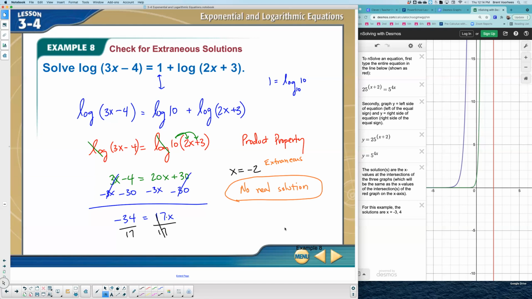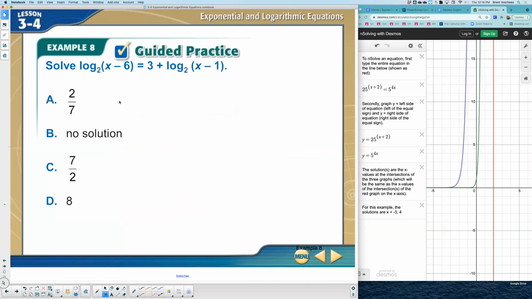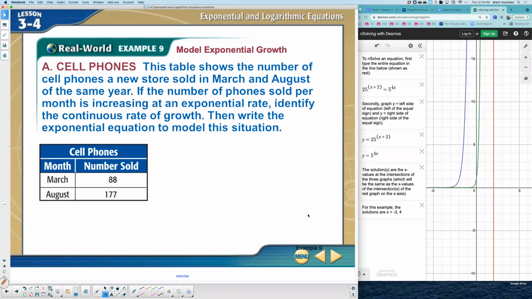So now I have one for you to try. All right, and now example 9. It says this table shows the number of cell phones a new store sold in March and August of the same year. The number of phones sold per month is increasing at an exponential rate. Identify the continuous rate of growth.